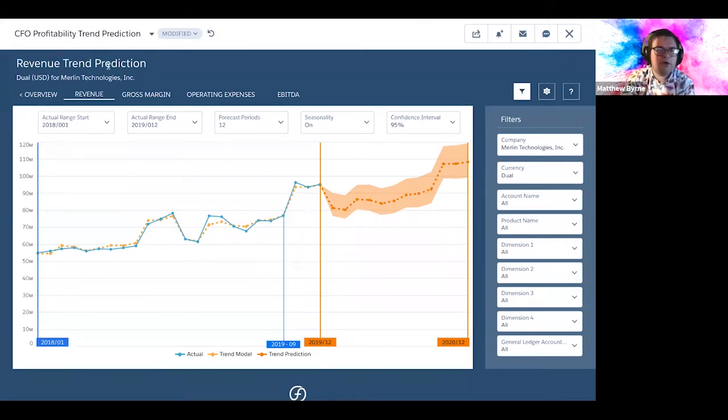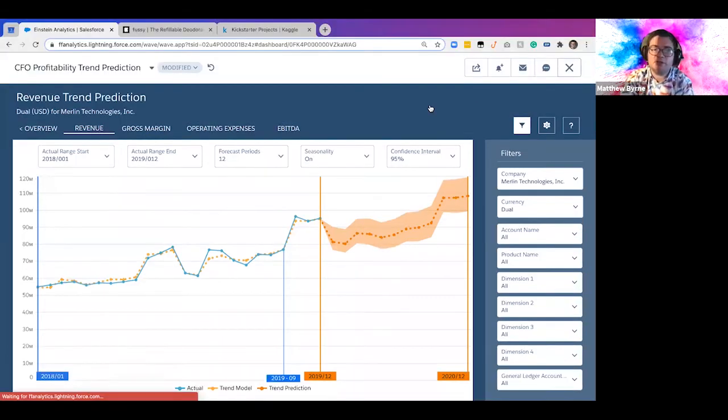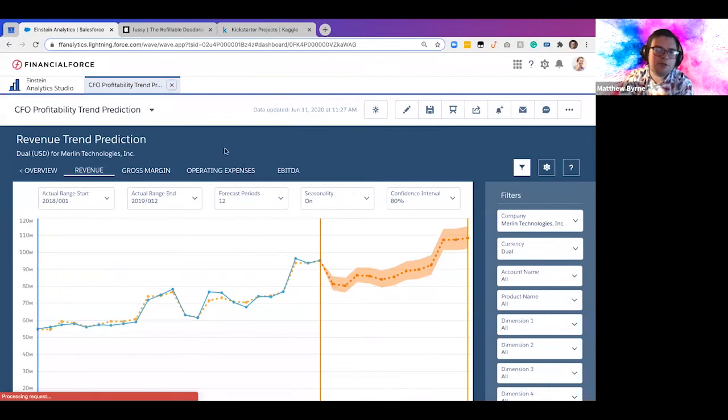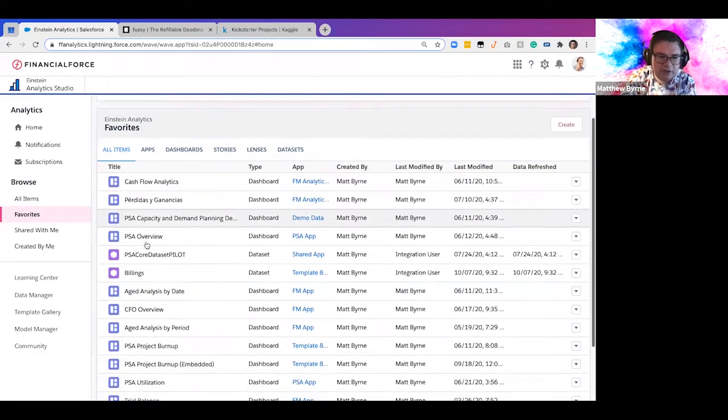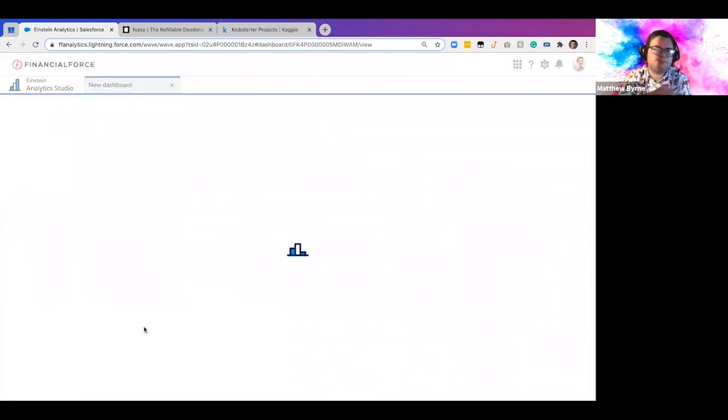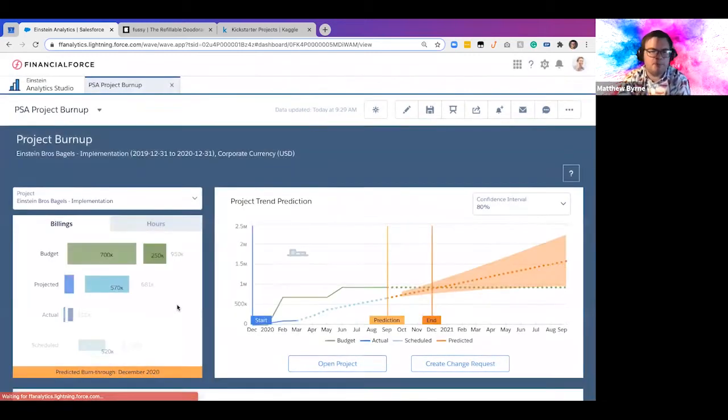Okay. Now, this is one area that we do it, and we do it on other things like cash flow forecasting as well, which is cool. But we also, on the professional services side, have a cool dashboard, which is our project burn up.